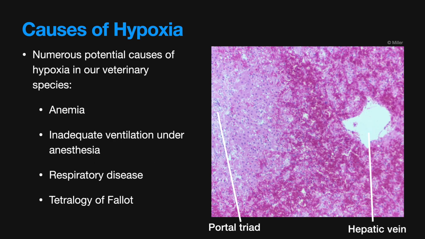Potential causes of hypoxia are numerous, but we might think about things like anemia, reducing the oxygen carrying capacity of the blood, inadequate ventilation under anesthesia, respiratory disease preventing oxygen exchange, or congenital heart defects like tetralogy of Fallot, which allows deoxygenated blood to enter the aorta.